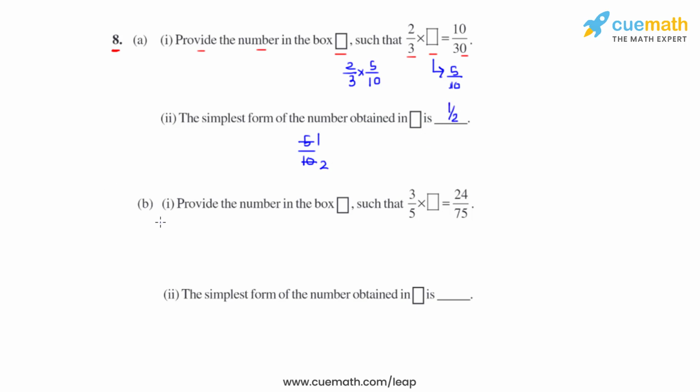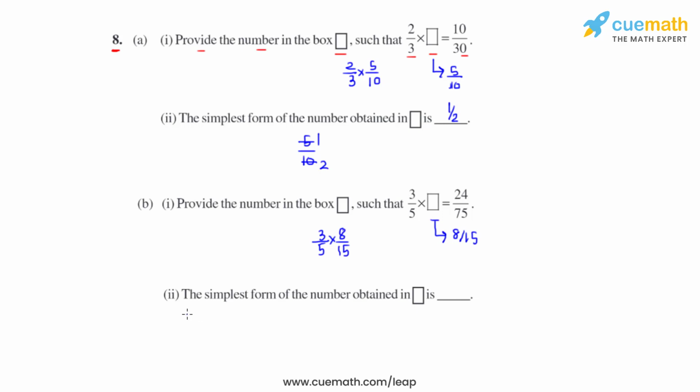Coming to the part B of question number 8, in first bit they ask us to provide the number in the box such that the product of 3 over 5 and the number in the box is 24 over 75. So we'll write the given fraction. Now to get the numerator as 24, we must multiply 8 to 3, and in denominator, to get 75, we must multiply 5 with 15. So the number in the box is 8 over 15.